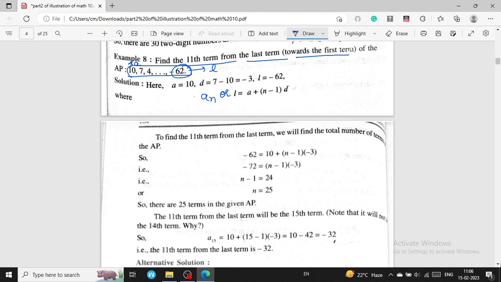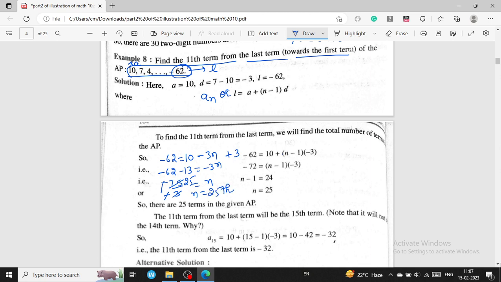So an is given as minus 62, which is equal to 10 plus (n minus 1)(minus 3). Minus 62 is equal to 10 minus 3n plus 3, which is 13 minus 3n. Minus 62 minus 13 is equal to minus 3n. Minus 75 over minus 3, minus cancels minus, and 3 twenty-fives are 75. So the answer is the 25th term.